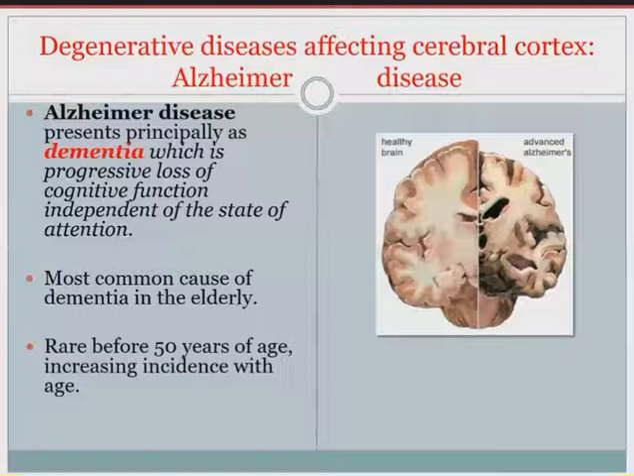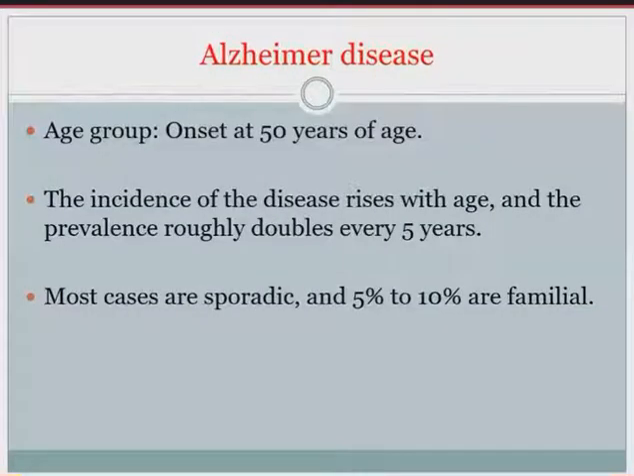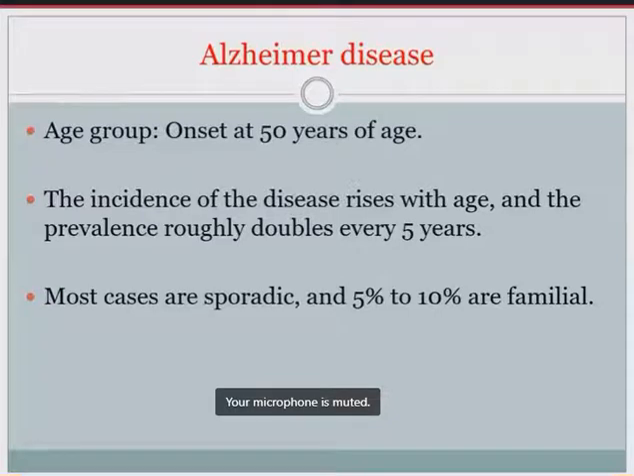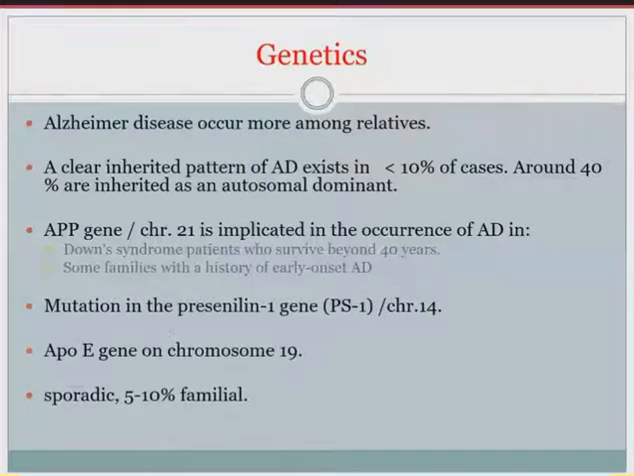The age group: onset is at around 50 years of age, and the incidence of the disease rises with age. The prevalence doubles every 5 years. Most cases are sporadic, and 5 to 10% are familial. Some studies show that Alzheimer's disease occurs more among relatives. A clear inherited pattern exists in less than 10% of cases, and among these, around 40% are inherited as autosomal dominant.